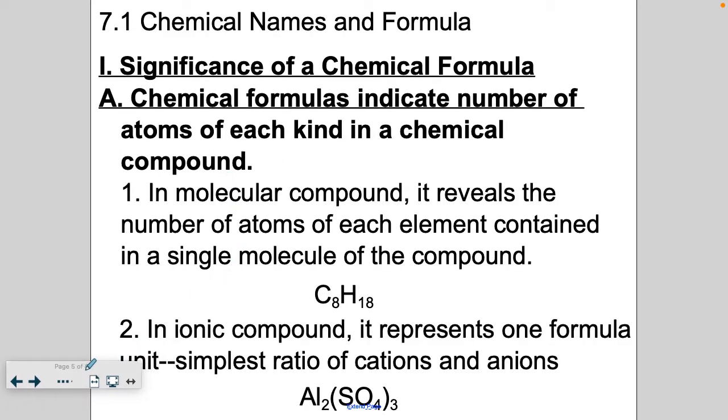So the significance of chemical formulas really has to do with letting you know how many atoms or what types of atoms are in a compound. They tell you the number of atoms, they tell you the kind, and the thing I want to stress is that in molecular compounds, so those usually with covalent bonds, it tells you the exact number of atoms of each element in that single molecule of a compound. Whereas with ionic compounds, remember, it's the simplest ratio. It's a formula unit, and it's the simplest ratio of the cations and the anions.